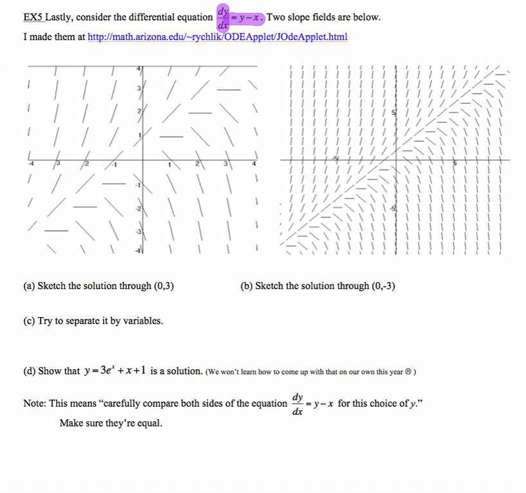So down below, Mr. Friedland has used this URL to build two versions of the same slope field. The one on the left is a zoomed in version. The one on the right is zoomed out. So if we use these slope fields, and we'll do problem A here, we're going to sketch a solution through 0, 3. So if we do this over on the left hand side, we're going to start at 0, 3. We're going to follow the slope up if we're going off to the right, and as we come down to the left, the slope looks like this.